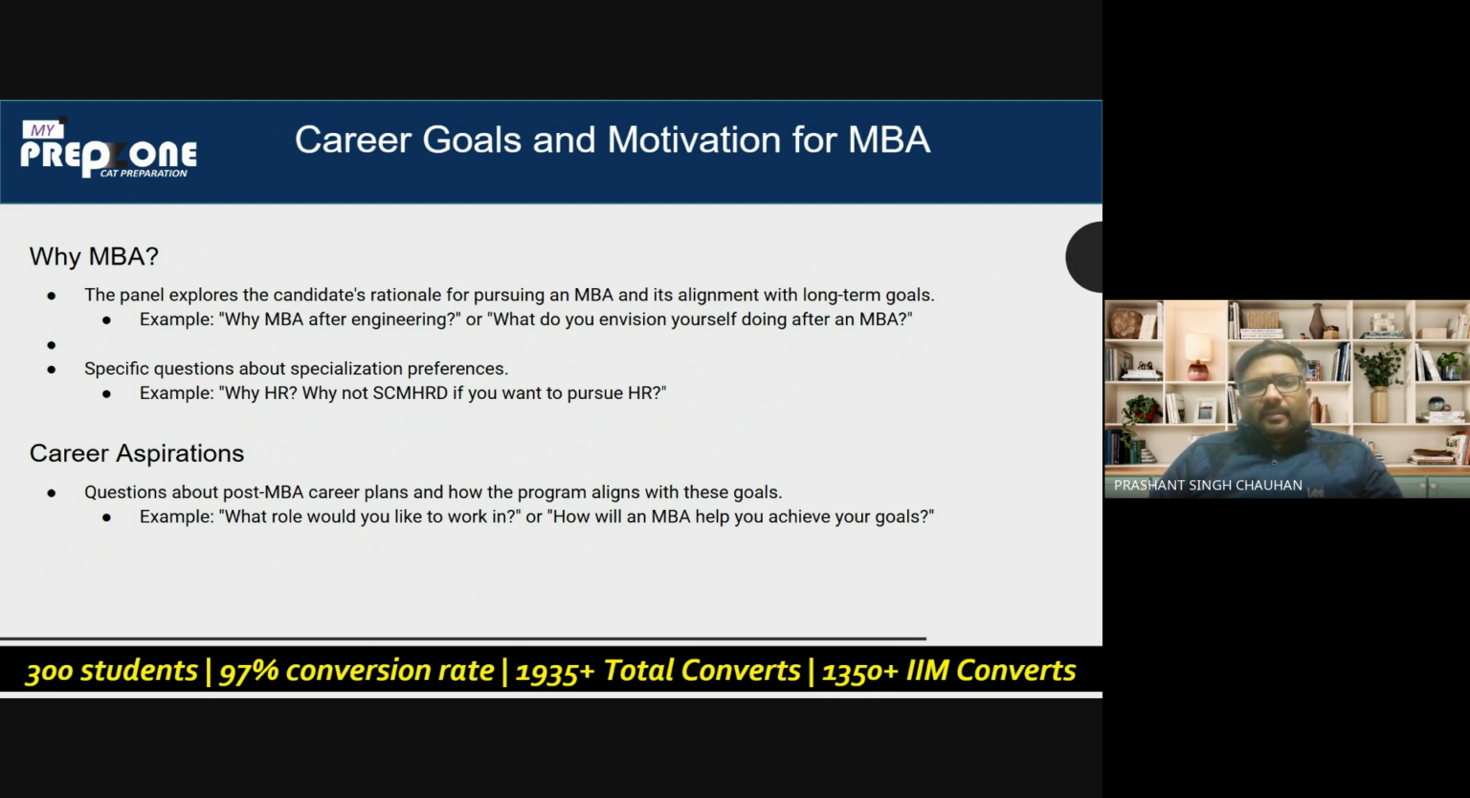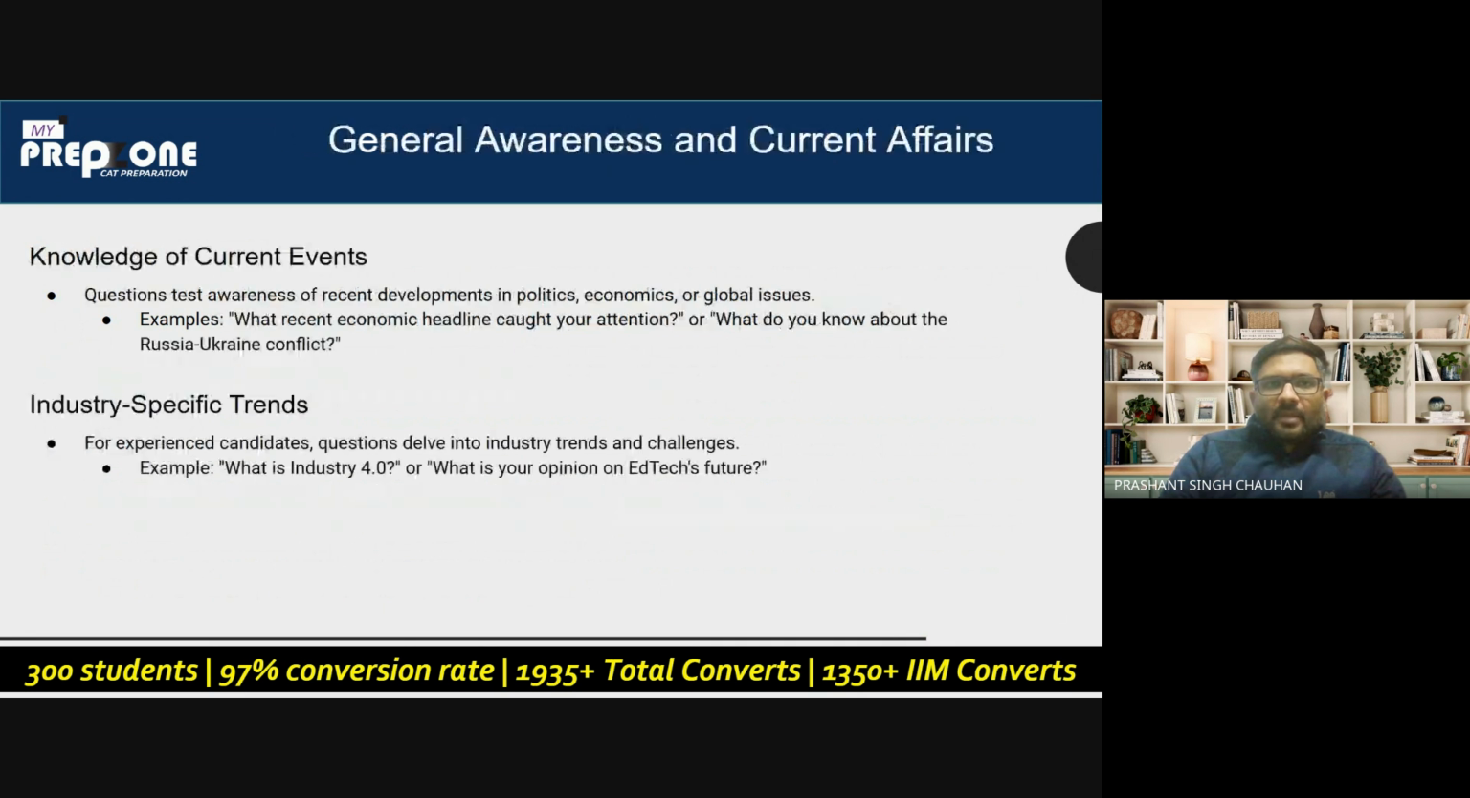Then career aspirations. What do you want to achieve in your life? What are your goals? Then general awareness. Simple news questions, like tell me three news items from this week or today, if you have read the news. Tell those news items which you are comfortable with. Don't give some random news which you are not very comfortable with. Industry 4.0 is asked a lot of times in various B-schools, even SIBM and SCMHRD ask these. So just be ready with that. Your opinion can also be asked, like on tech future.